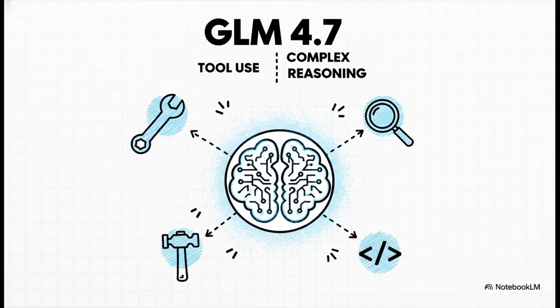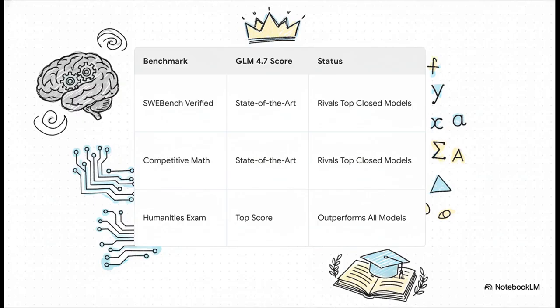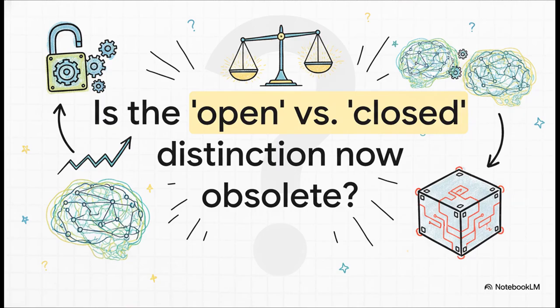And this isn't a one-off. The second major open-source model making waves this week is Z.ai's GLM 4.7. And what we're seeing here is a pattern. GLM 4.7 achieves state-of-the-art scores that rival the best closed models on both SWE bench and in competitive math. But notice, it also scored the highest of all models on a graduate-level humanities exam. So what's the takeaway here? The trend is undeniable. Open-source models are no longer just trying to catch up. They are competing and winning at the highest levels. And that really forces a critical question. With this level of performance, is the distinction between open and closed AI now obsolete?